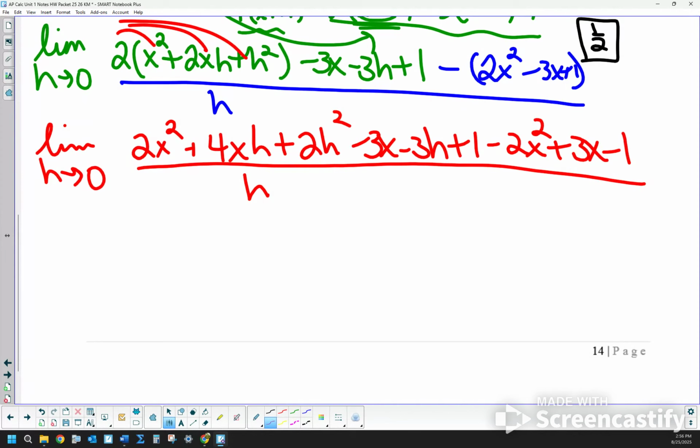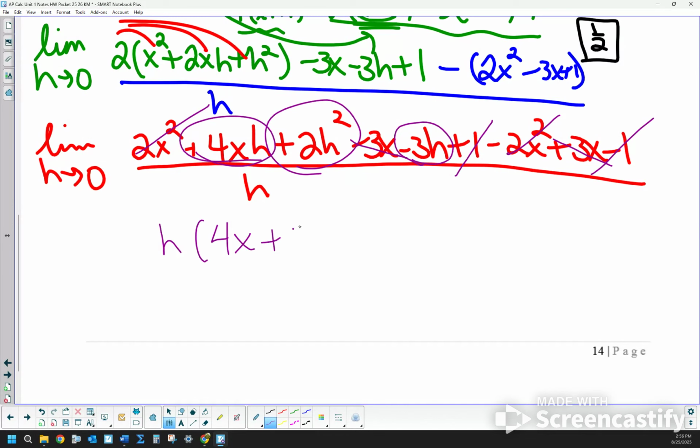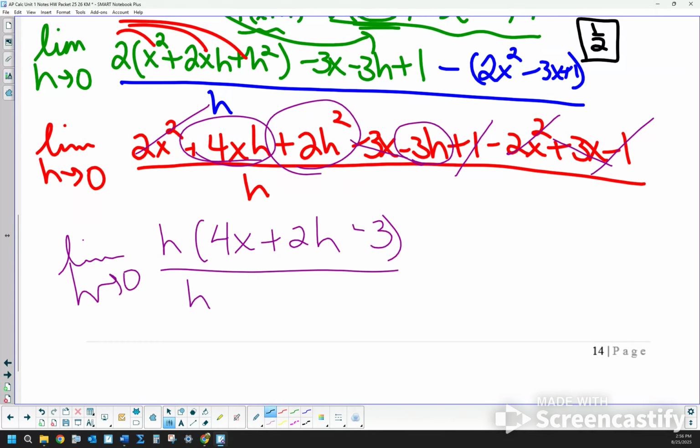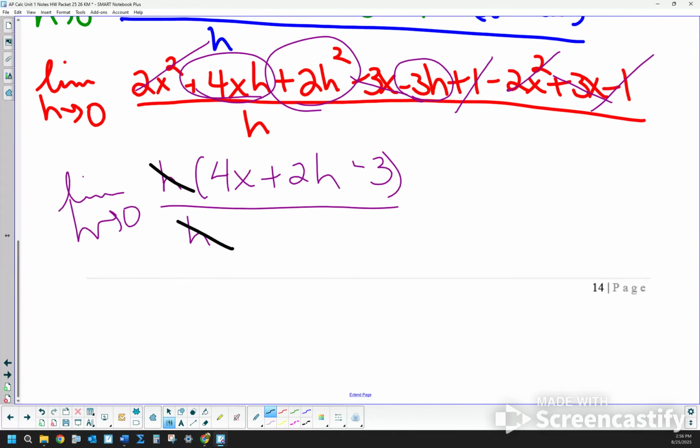Okay, and then we want to get rid of 2x squared minus 2x squared, negative 3x plus 3x, 1 minus 1. And you should notice that everything here has an h that's left over, so I'm going to factor out an h and then rewrite this expression: 2h and then minus 3, all over h. And then I can go ahead and cancel these h's, and then I'm ready for my substitution.